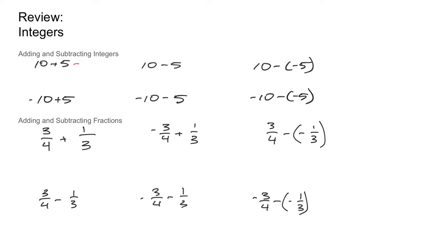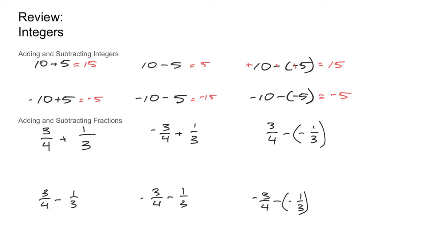So I have positive 10 plus positive 5, that's just 15. Negative 10 plus positive 5 is negative 5. 10 minus 5, 5. Negative 10 minus 5, negative 15. This is where lots of you get stuck. 10 minus a negative 5, that's 15. Some of you have heard maybe keep, change, change. Just know that when you subtract a negative, it turns into addition. And so knowing that, negative 10 minus a negative 5 is negative 5.